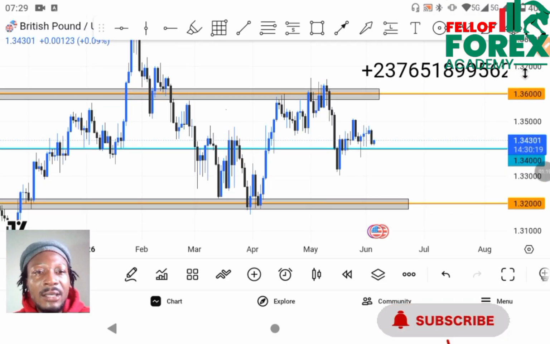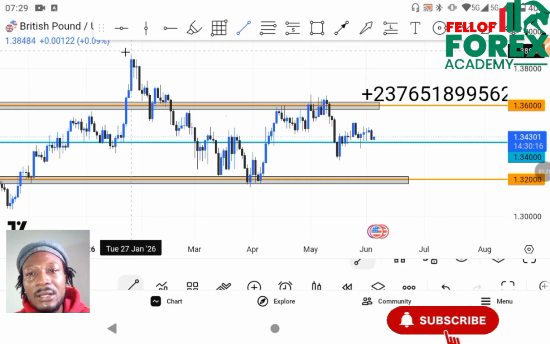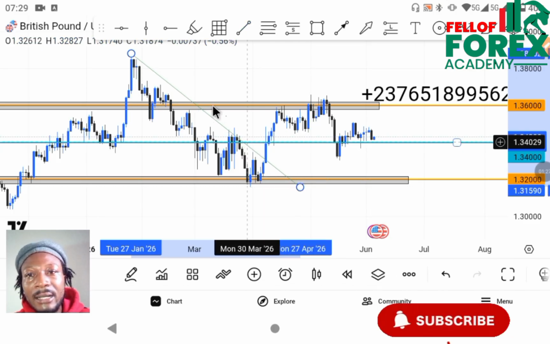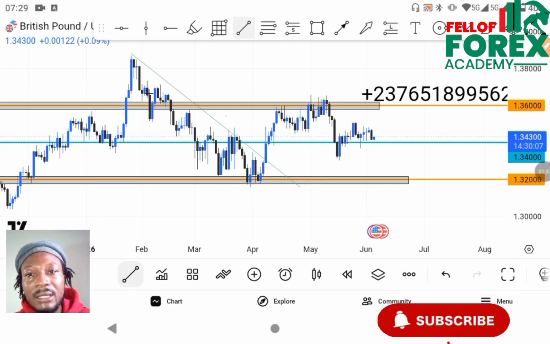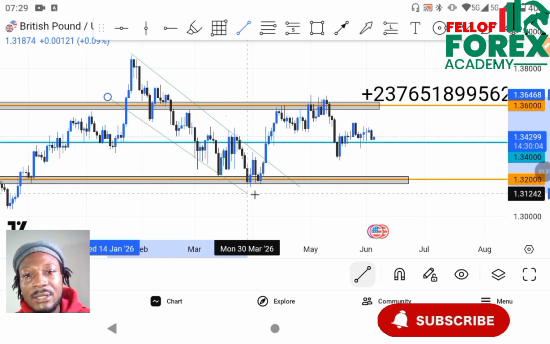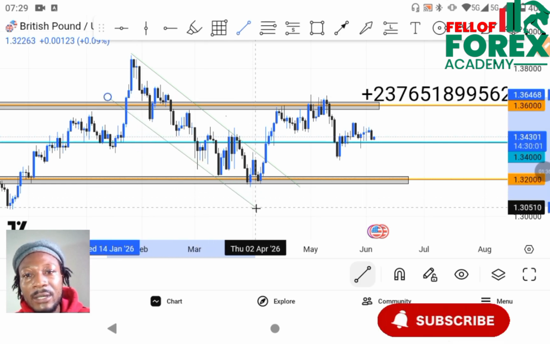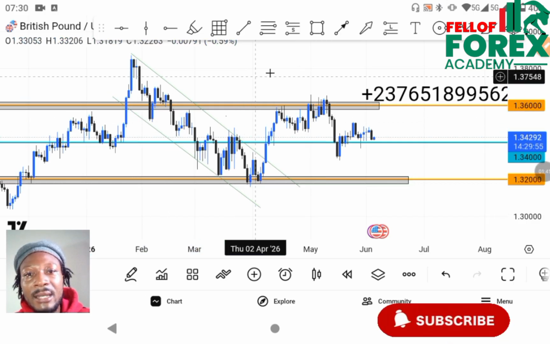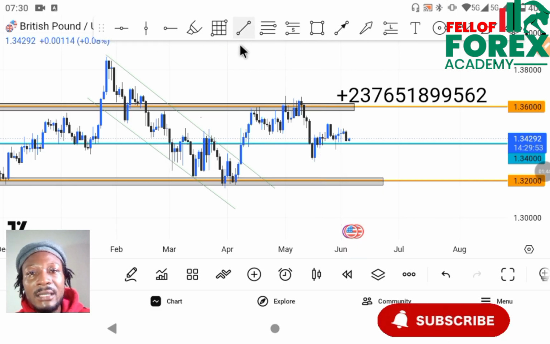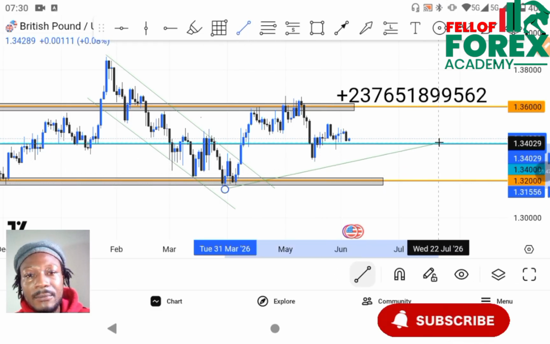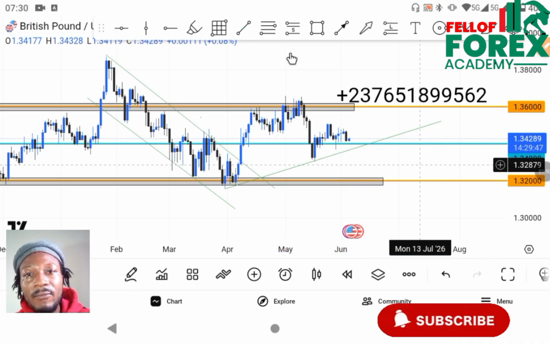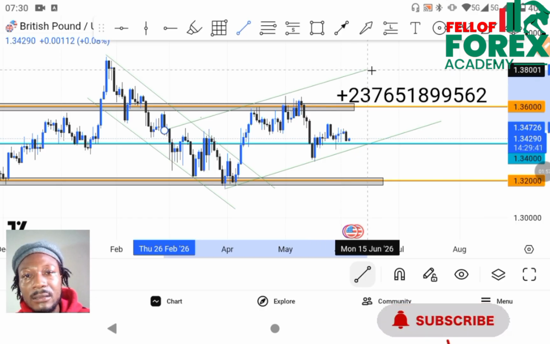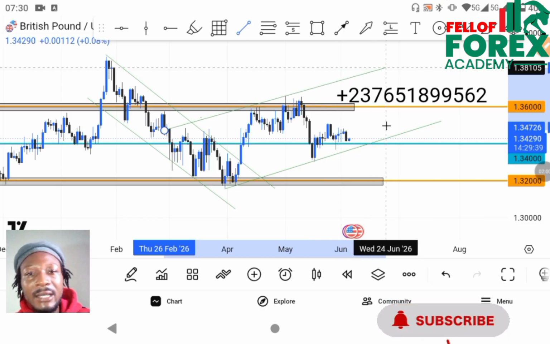Okay, now on the daily, you see something has been happening. Look at what happened in the past, because we use historic data to get what's happening right now. You see, for some time we traded within this range, and now something similar is recreating.